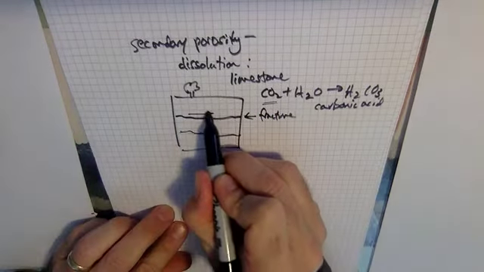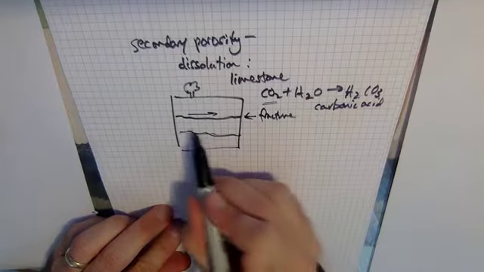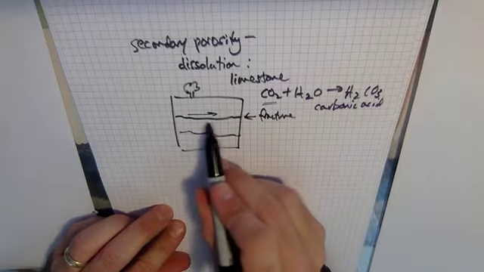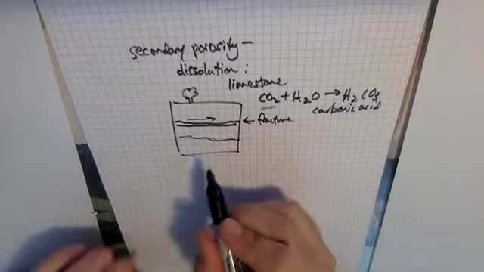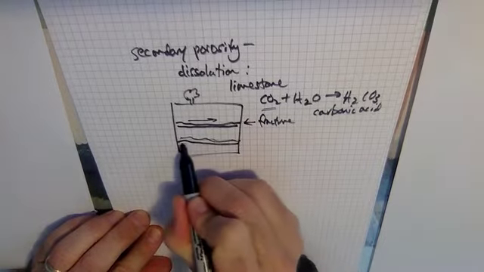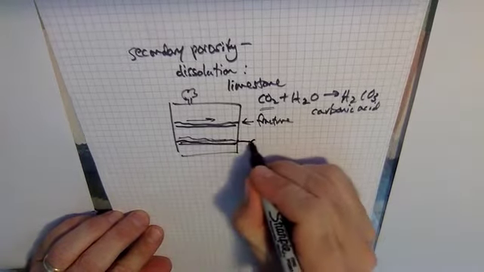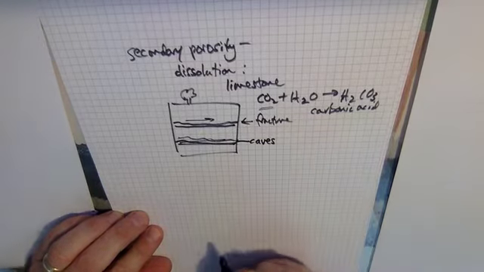As the water moves along it, the water will begin to dissolve the rock along those fractures, and over time they'll get a little wider and a little wider and a little wider, and eventually they can form things like caves.